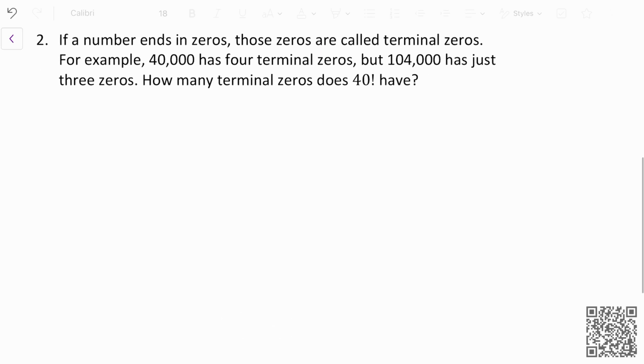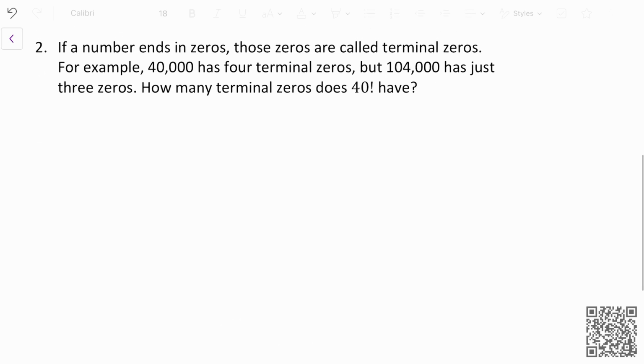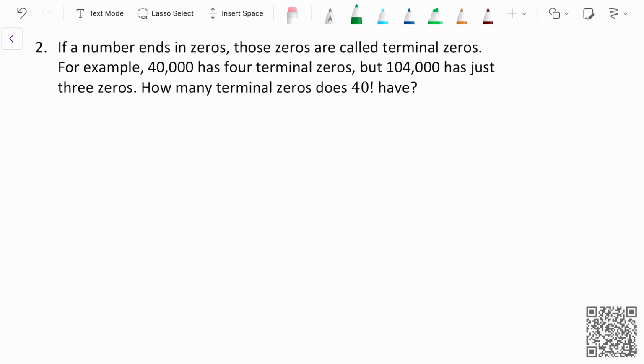If a number ends in zeros, these zeros are called terminal zeros. For example, 40,000 has 4 terminal zeros, but 104,000 has just 3 zeros. How many terminal zeros does 40 factorial have?